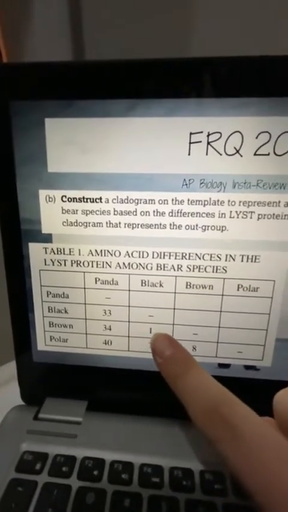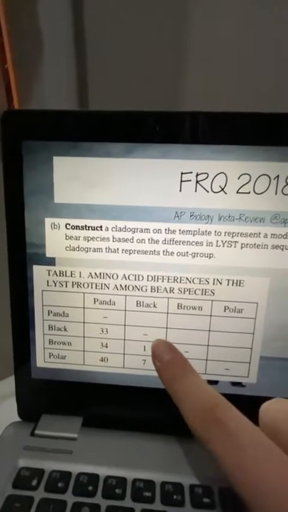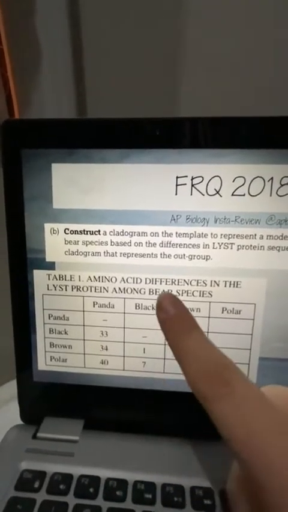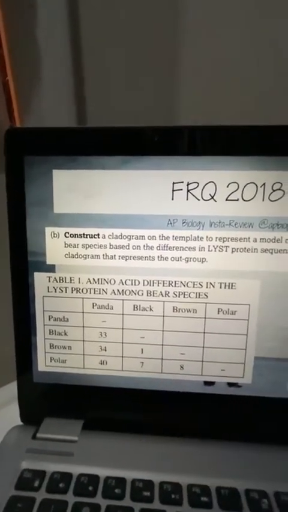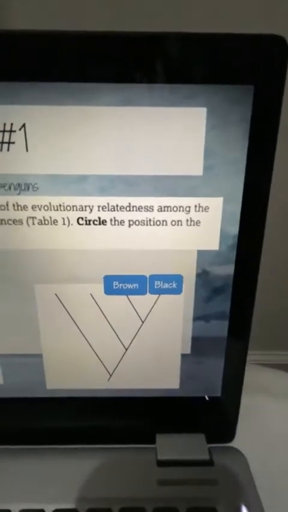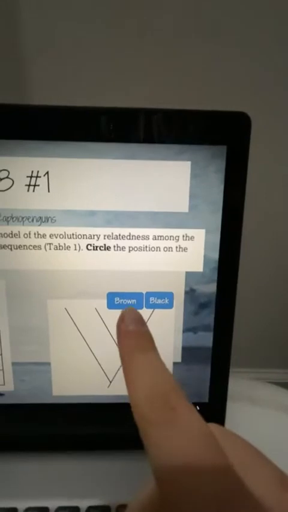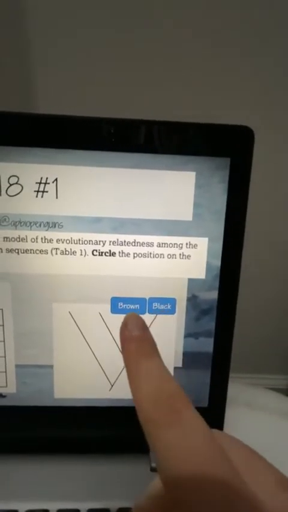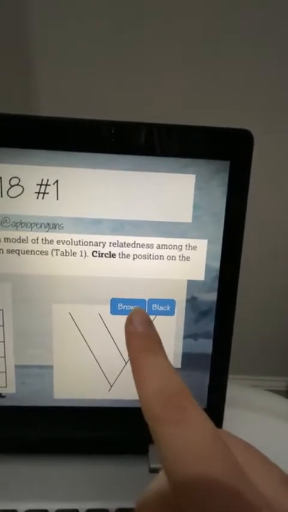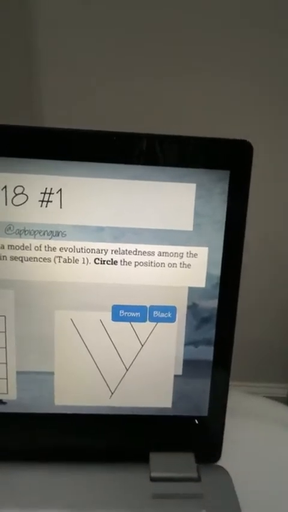Well, you see a number 1 right here, and that's between our black and our brown bear. So between our black and brown bear, there's only 1 difference. That means that we're going to put these 2 together on our tree. Now again, you can switch them. That could be black and that could be brown. It doesn't matter because there's a branch point there. But I just went ahead and put brown and black there.